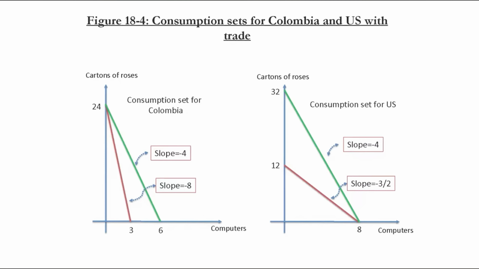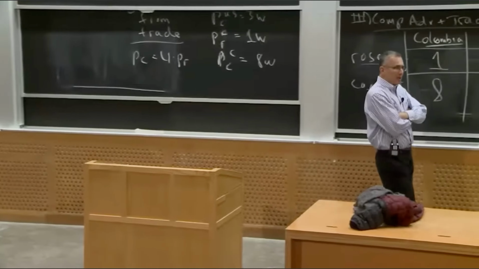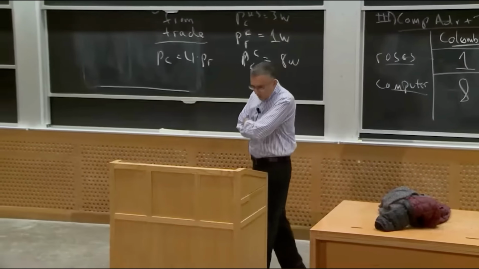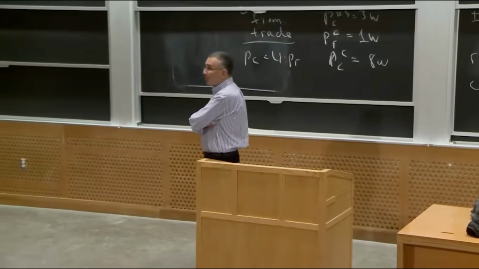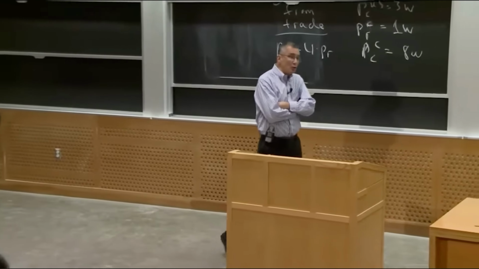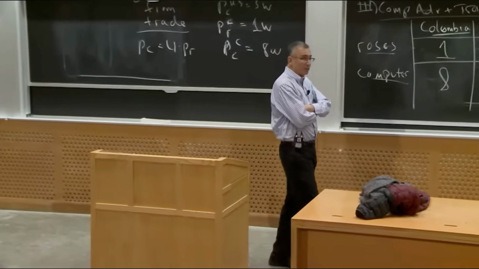Go to figure 18.4. The red line in figure 18.4 was the autarky possibilities. We saw that already. The blue line is with world trade at a price of 4, the trade possibilities. The blue line is everywhere outside the red line. Each country can do better with trade, or they can do no worse. So if Colombia only wants roses, they're no worse off with trade. But if they want any computers, they're better off. Why? Because they can produce roses cheaply and trade them for computers.